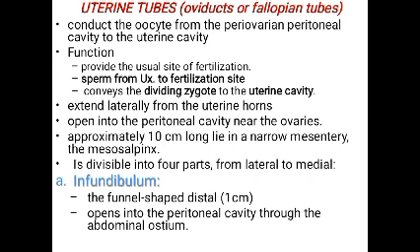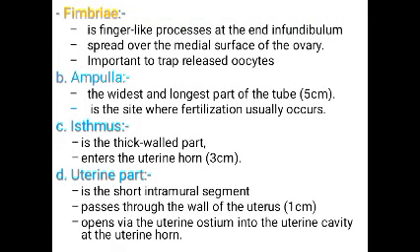A. Infundibulum. The funnel-shaped distal 1 cm opens into the peritoneal cavity through the abdominal ostium. The fimbriae are finger-like processes at the end. The infundibulum is spread over the medial surface of the ovary and is important to trap released oocytes.